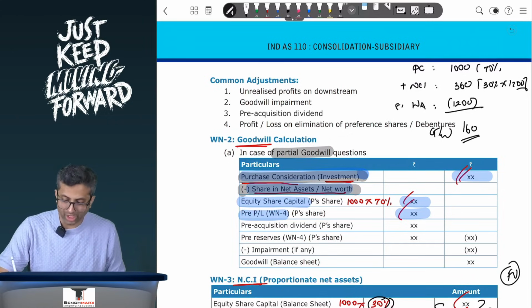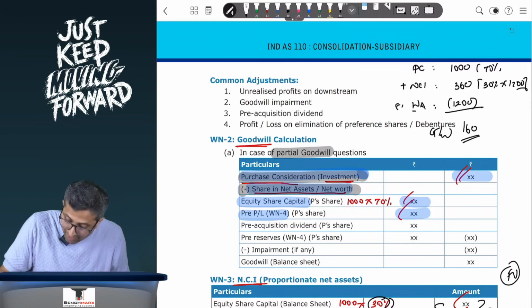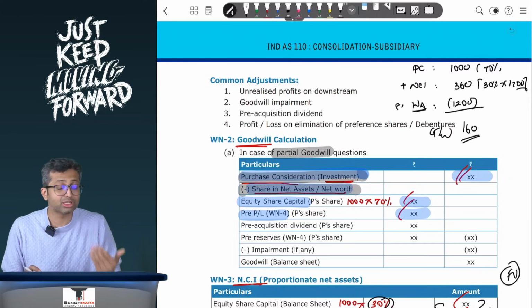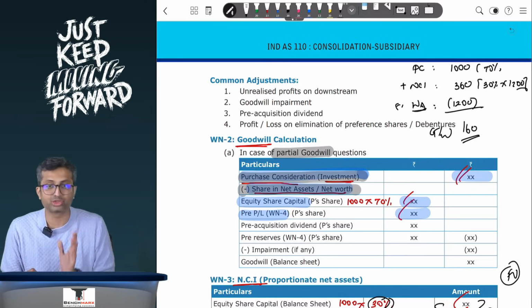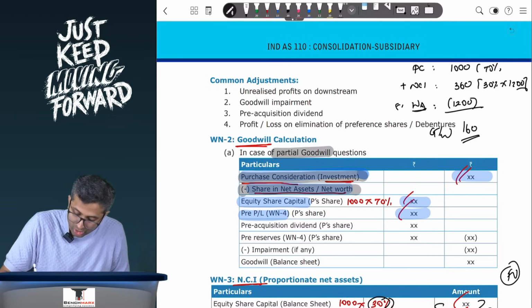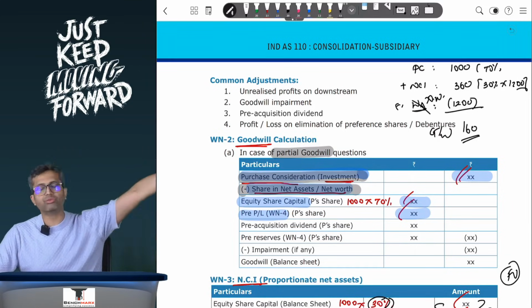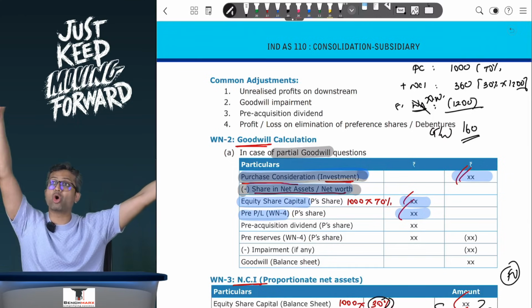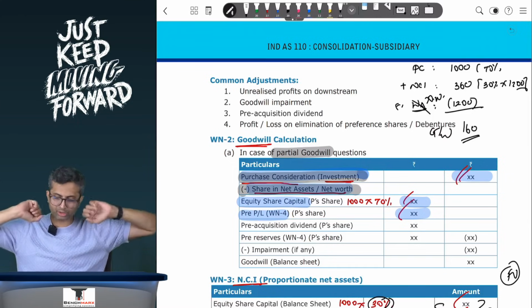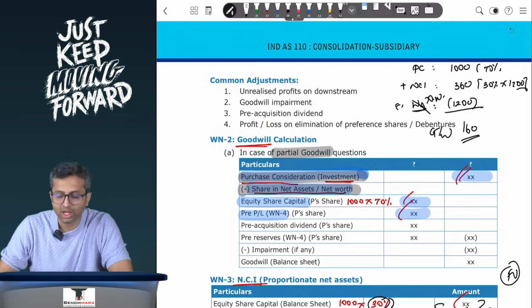However, my point over here is, rather than doing PC plus NCI minus net assets, for which I will need the net assets as on the date of acquisition, I will have the net assets given as on the balance sheet date. I don't have it. So a shortcut over here, what the Institute does is, instead of taking net assets, it takes net worth. It says it is easier to find the reserves as on the date of acquisition rather than finding all the assets and liabilities again as on the date of acquisition. So you will find the net worth, in which case NCI would still be 30% of the net worth.